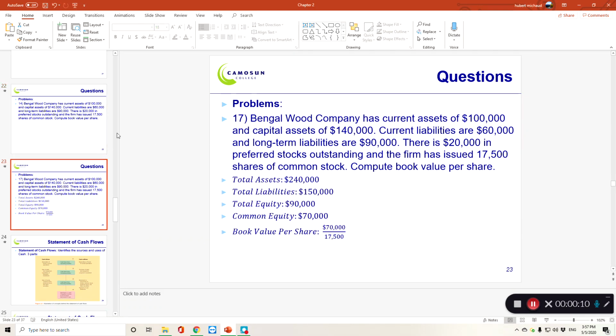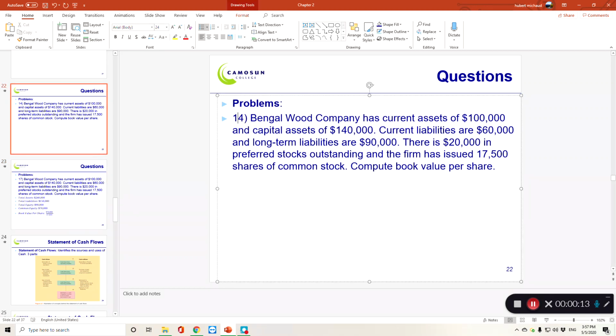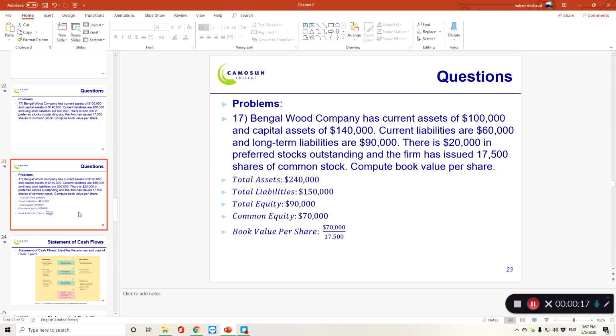Oops, sorry, I forgot to change the numbers. Numbers change in between editions. That's all they do, and then they charge students more.